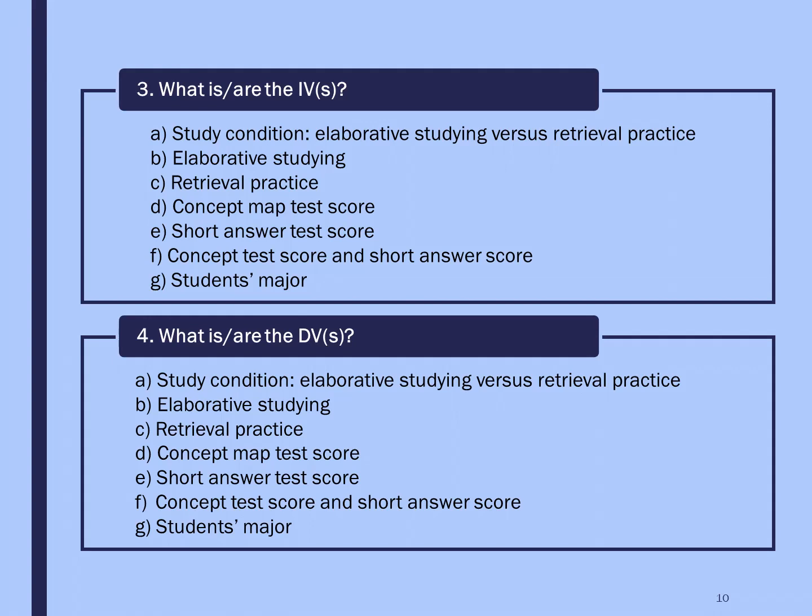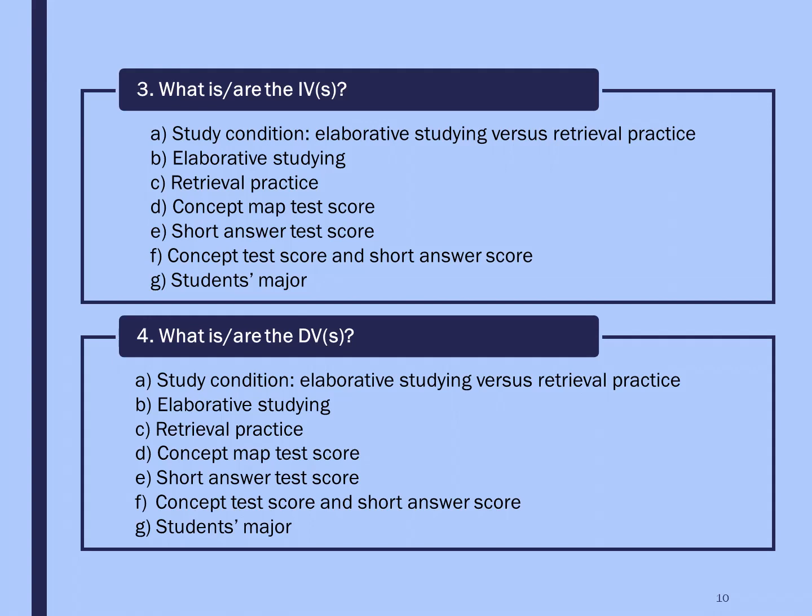For the independent variables, the experimenter told the participants how to study. So the independent variable is the study condition, but is the right answer A, B, or C? The independent variable is A, the study condition, and that variable has two levels, which we discussed earlier to be the elaborative studying and retrieval practice.